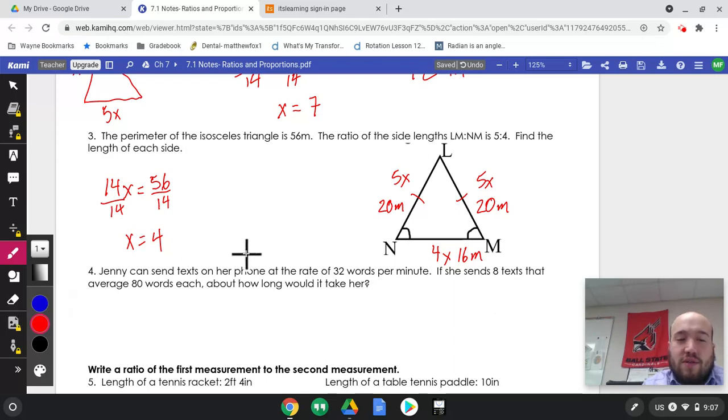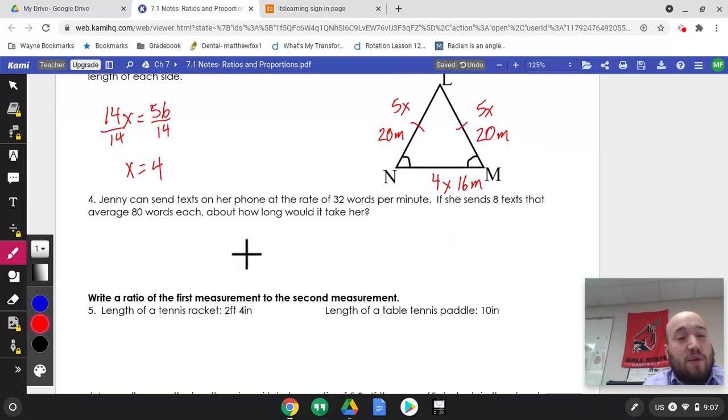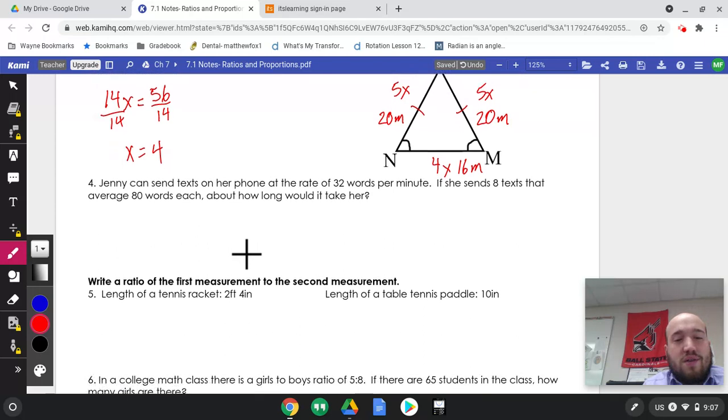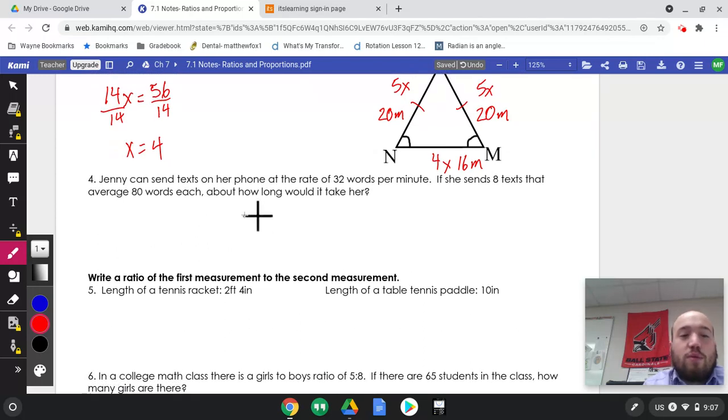Now our next one, there's nothing really to draw on this one. It's not a picture, but it's still using ratios, and we can set it up with proportions. So it says, Jenny can send text on her phone at the rate of 32 words per minute. So I'm guessing lots of you can send faster than that, but she's just learning, right? So if she sends 8 texts that average 80 words each, about how long would it take her? So 8 texts that are 80 words each.